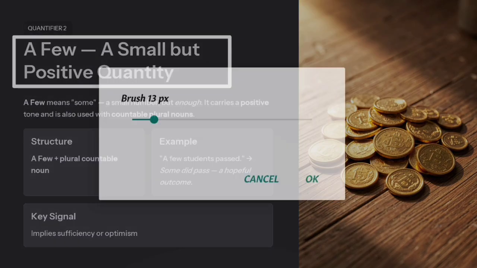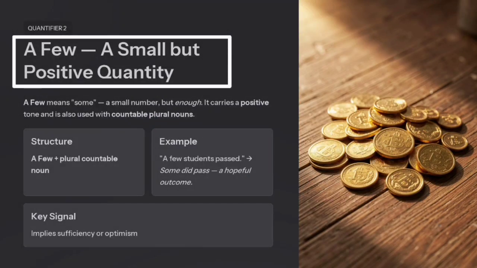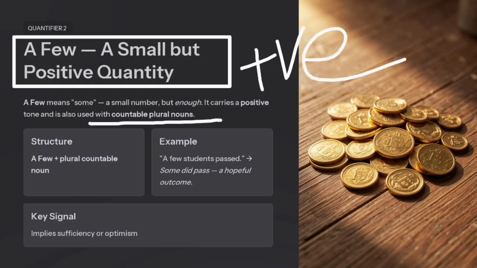You can see here the structure very clearly, how to use it. A few means some, but still it carries a positive tone, and it is also used with countable plural nouns. In this structure, you can see a few is used with a plural countable noun. For example, if we say a few students passed, maybe the amount is small, but still it's hopeful that at least some students have passed the examination.